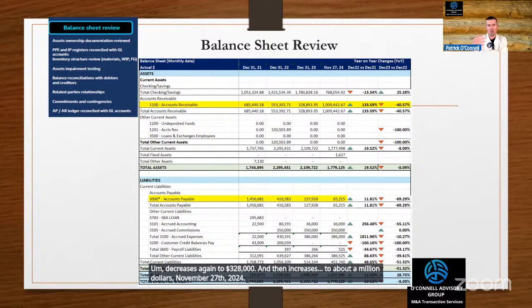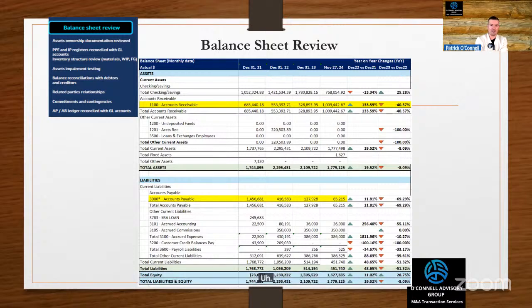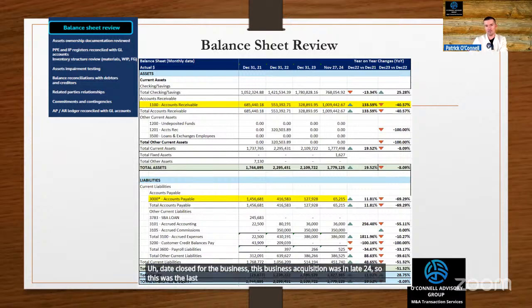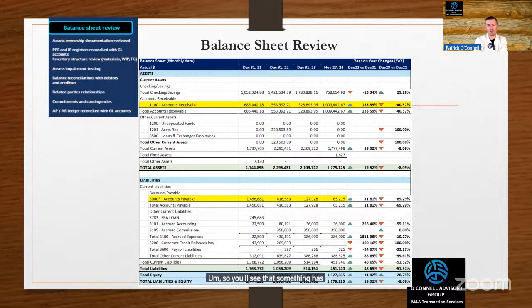When we were running this report, this was the most recent date close available for the business. This business acquisition was in late 24, so this was the last period available. You'll see that something has changed in the last 12 months in accounts receivable.